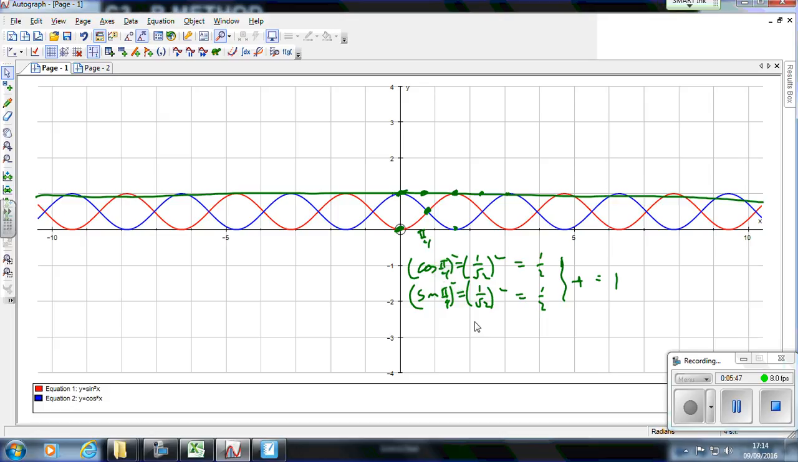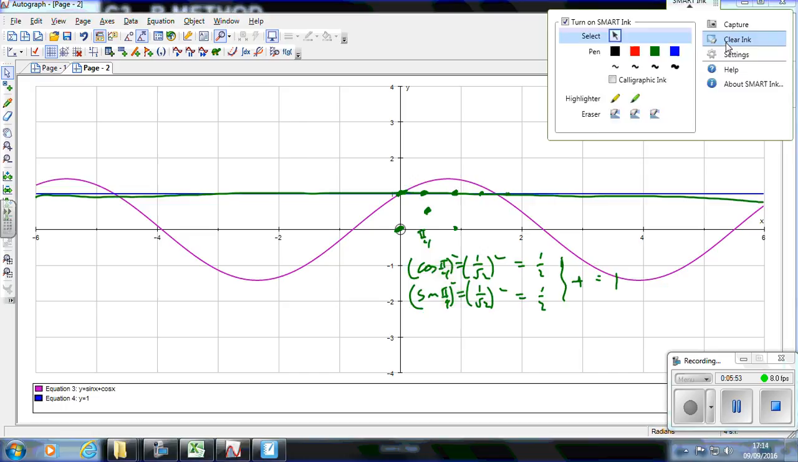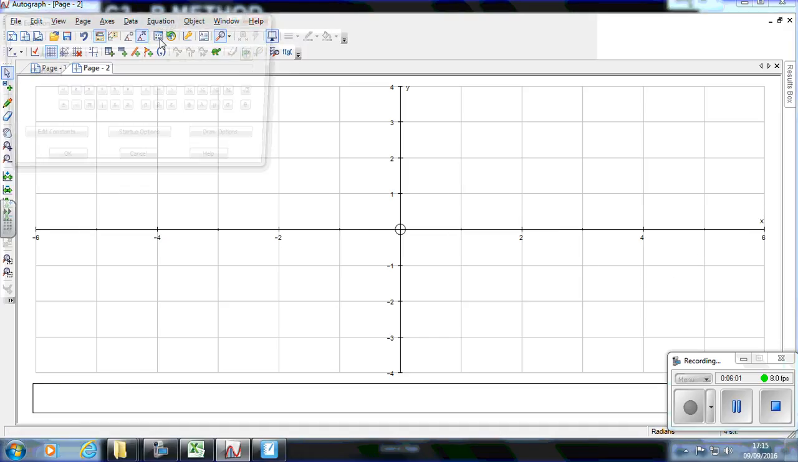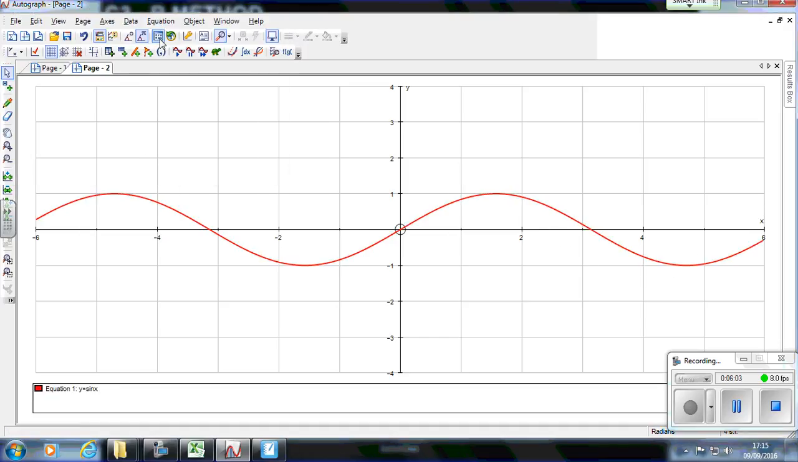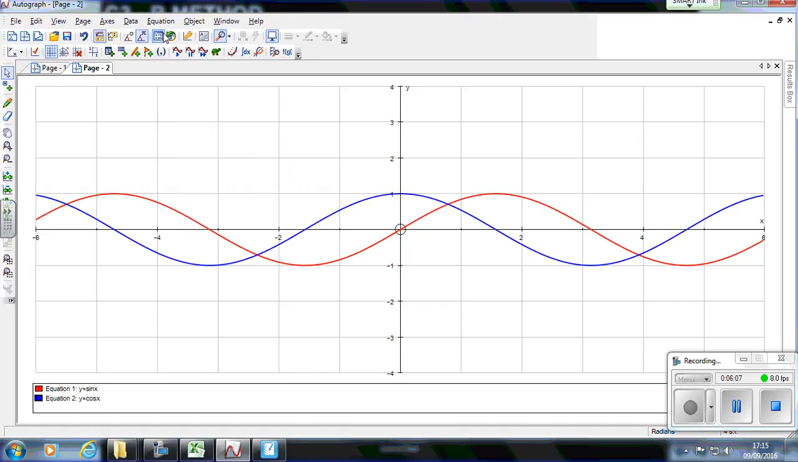I can now apply the same logic to the question in hand, which was cos θ + sin θ = 1. But first, let's put in our sin x, and let's put in our cos x.